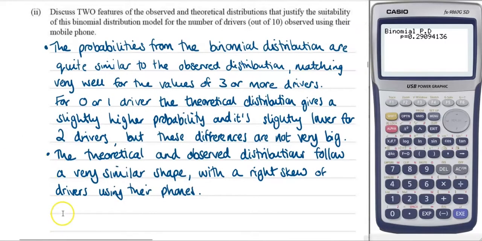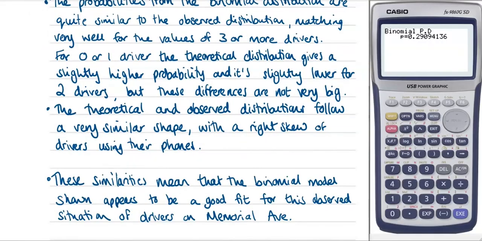So there's that one. And then finally, the last bit of this question, I imagine a lot of people will have missed. So we've discussed the 2 features, and then we need to discuss this word justify. So has this justified the use of the binomial distribution? And since we've said in our reasons that these 2 things were quite similar, it means the binomial model appears to be a good fit.